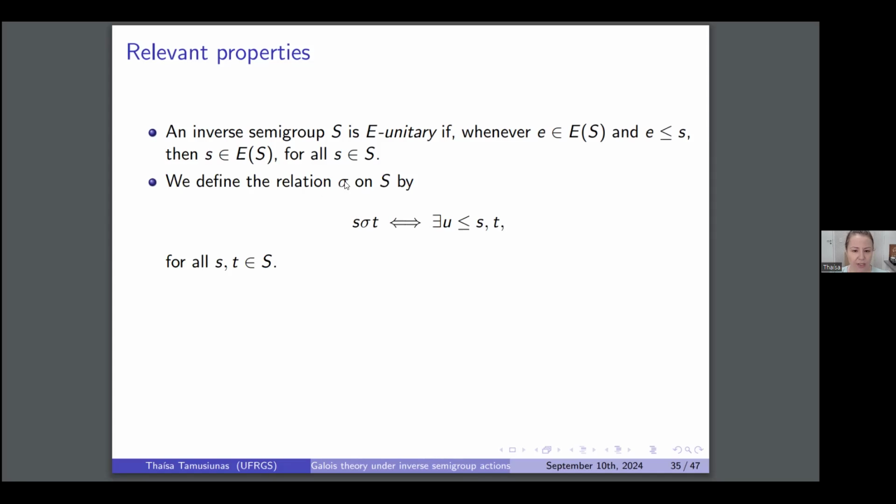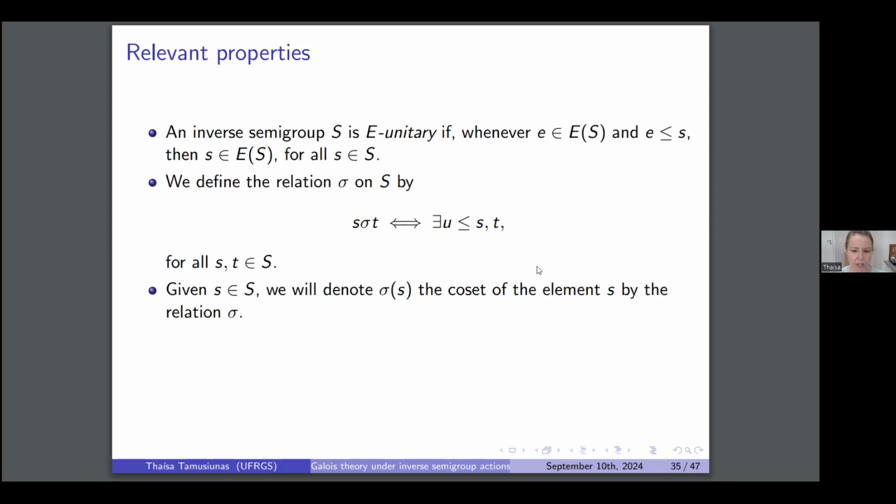We define the relation sigma on S by s is related to t if and only if there exists an element u that is less or equal than s and t, for all s and t in the inverse semigroup. So this is how we define this relation. We will use this notation sigma of s for the coset of the element s, and this quotient is in fact a group.